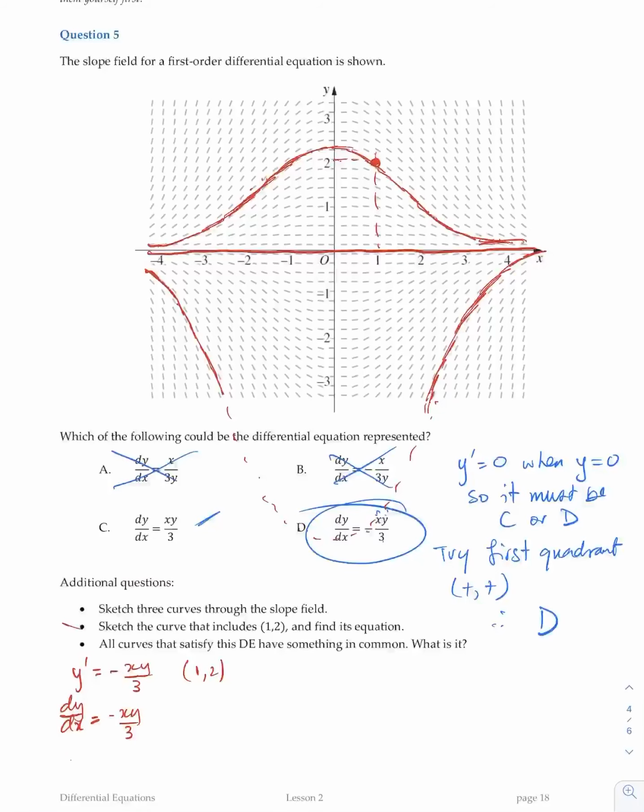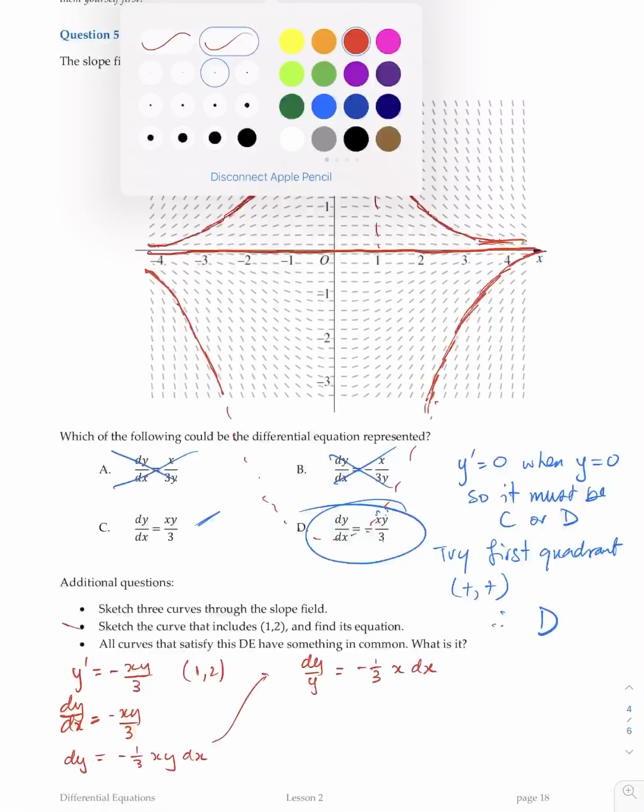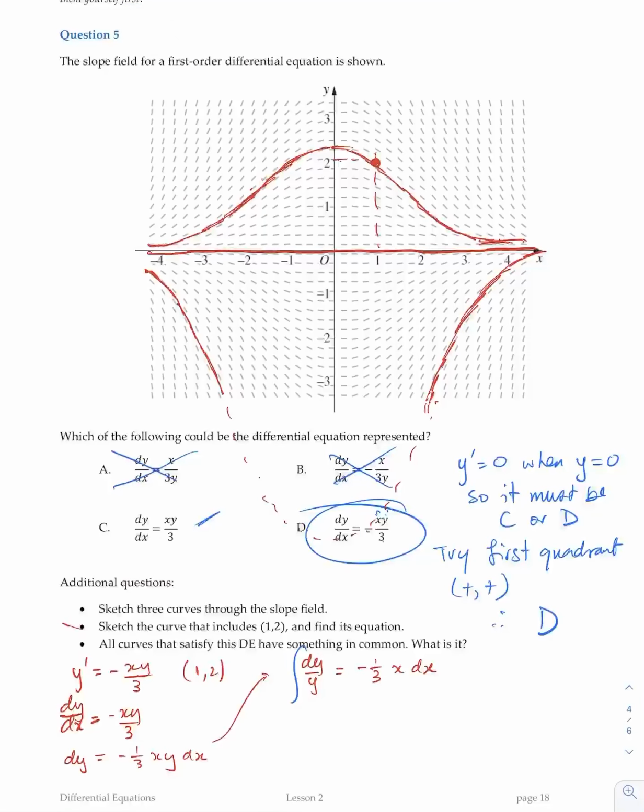I'm going to take 2 steps here. dy equals negative 1/3 xy dx, and then divide by y. So dy on y equals negative 1/3 x dx. Okay, I'm going to do something that I would never normally do and reuse that line of working.